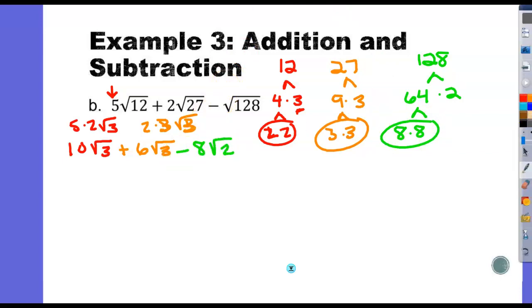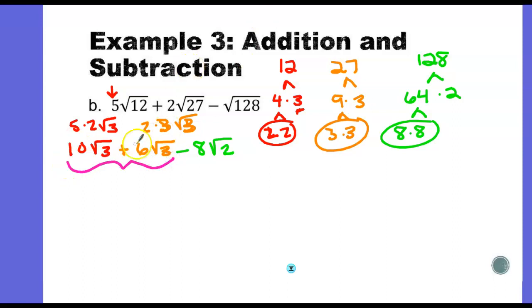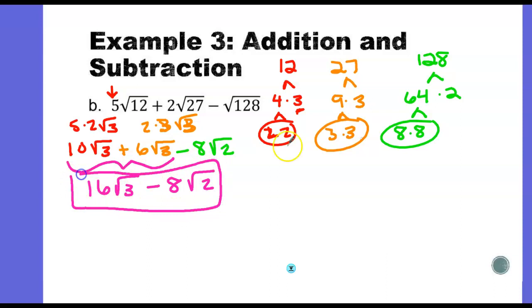I noticed something. I noticed that these first two terms, the red one and the orange one, they are like terms, and I can combine them together to get 16 square root of 3. But then this part in green, it has a radical of 2, so it's a little bit different. I can't necessarily combine that with anything, so this would be my final answer.